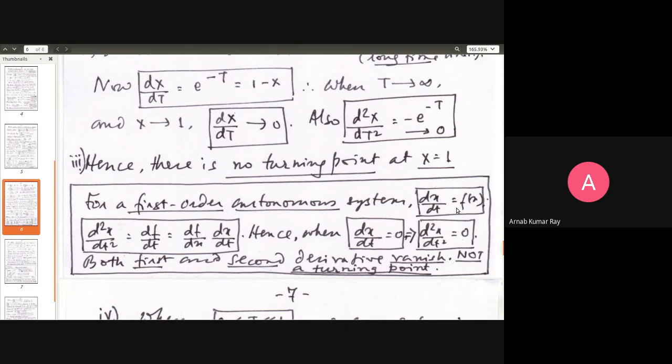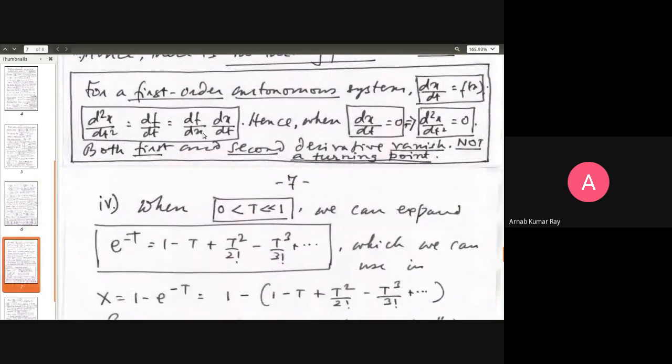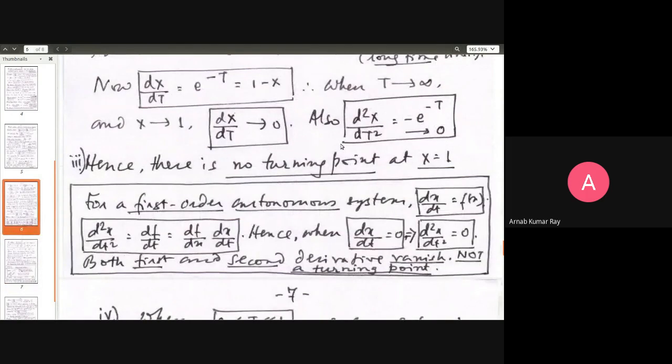How so? dx dt is equal to f(x). Therefore, d2x dt squared will be equal to df dt. And by chain rule, you write it as df dx into dx dt, right? So if dx dt is equal to 0, then regardless of whatever df dx may be, d2x dt squared will also be equal to 0. So both the first and the second derivative will vanish. And that is not the signature of a turning point. A turning point has a vanishing first derivative, but a non-vanishing second derivative. But here we have a vanishing second derivative.